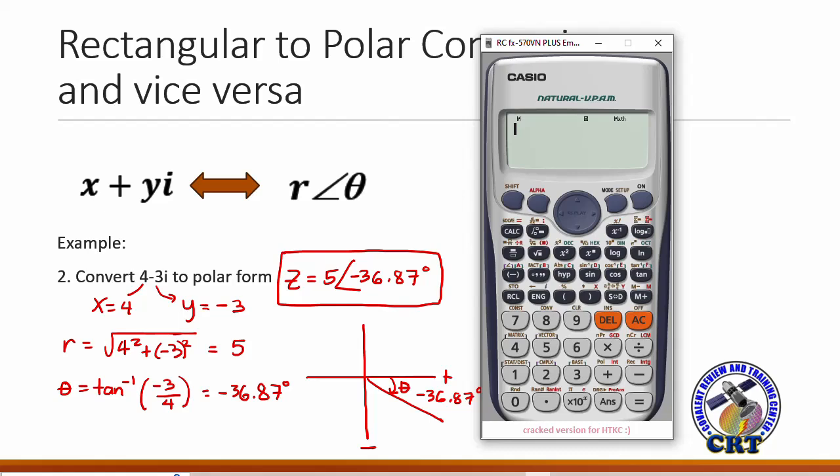Let us now apply the calculator in solving the polar form. So press shift, then get the pole function and enter 4, comma, negative 3. Then close parenthesis, press equal sign, and the answer is r equals 5. Theta equals negative 36.87 degrees.